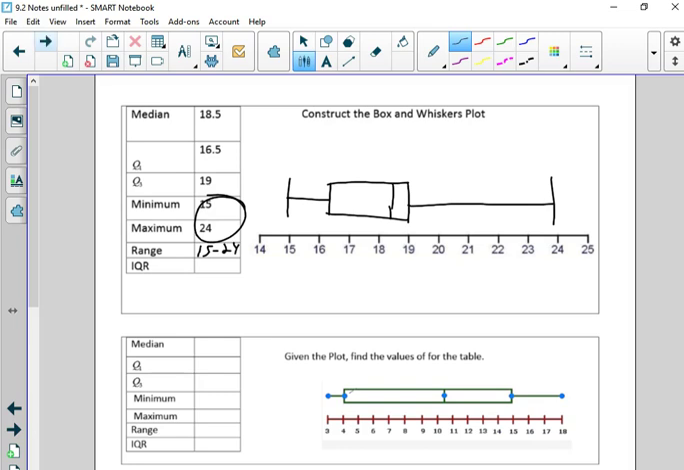So the IQR is from here to here. So this is the IQR, and this is the just R, range. So the IQR is 16.5 to 19. Again, if you wanted to, you could put 9 here, you could put 2.5. I'll accept either answer. I just like to say what the actual range is. Whiskers.